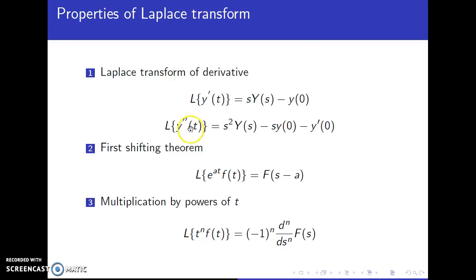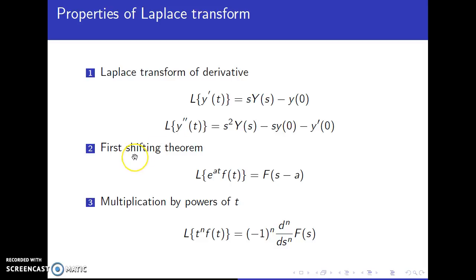On the same line, the second order derivative, that is the Laplace transform of y double prime of t, is nothing but s squared Y(s) minus s y(0) minus y dash(0). Similarly, we can find out the third and the fourth order derivatives.